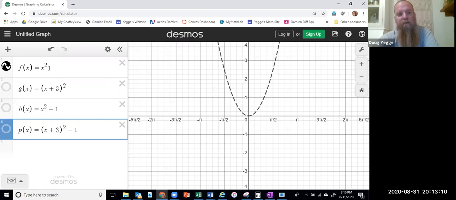So I'm going to revisit just f of x equals x squared. Keep in mind, if x is ever being affected, like this x plus 3 before it's being squared, this x plus 3 is causing the graph to shift left or right.